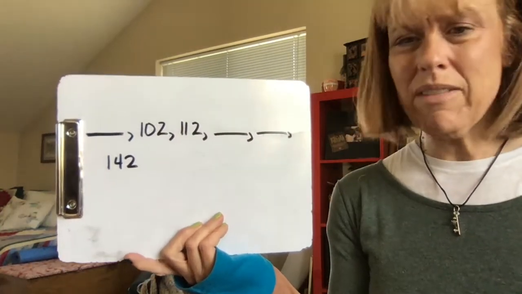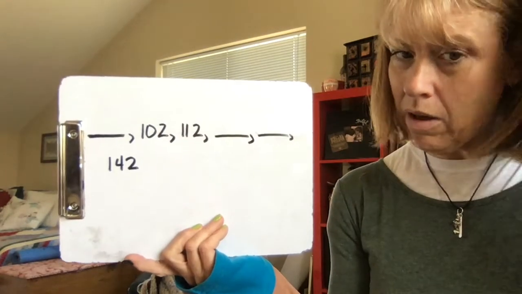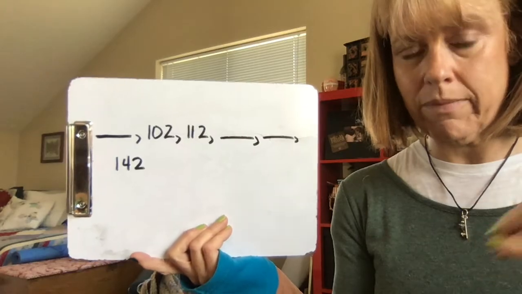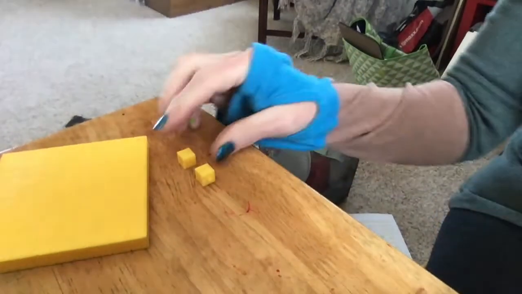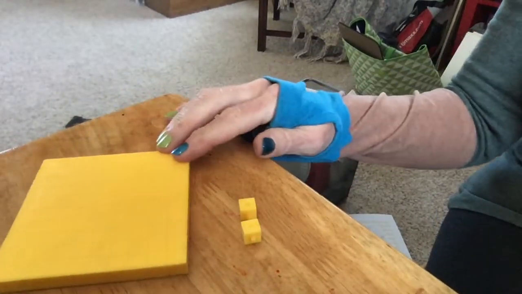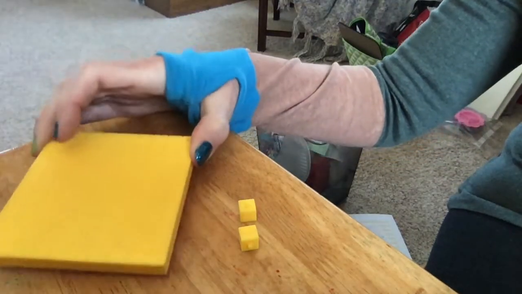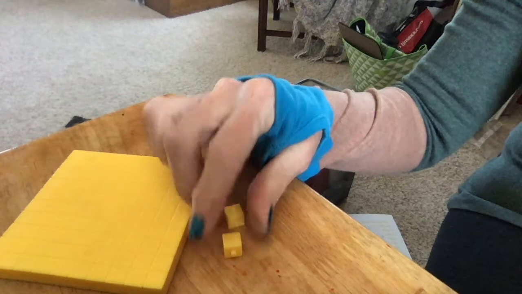What if I don't have a number grid? I don't have a printer, I can't print at home. How am I going to figure out the difference between 102 and 112? Well, maybe you could make yourself some base 10 blocks. Okay, here's my base 10 blocks. Right there, I have 102. Everyone agree with that? Because remember, flats are worth 100, cubes are worth 1.